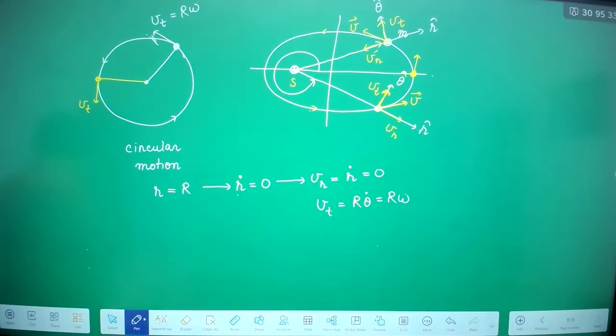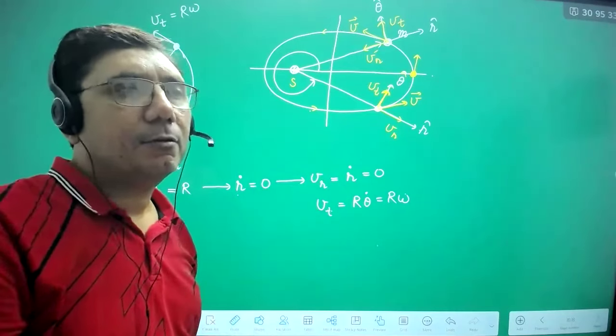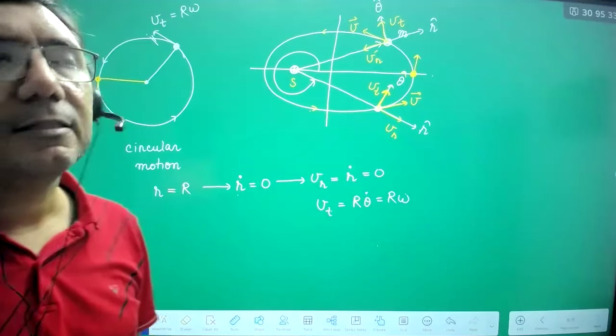Sir, why can't we take theta in the clockwise direction? When this system was developed, the convention was that we consider the anti-clockwise direction. This is a convention.